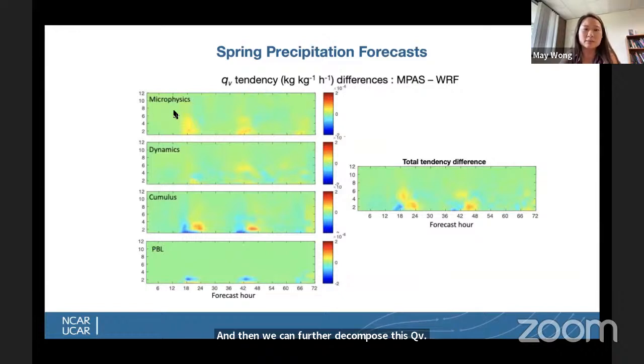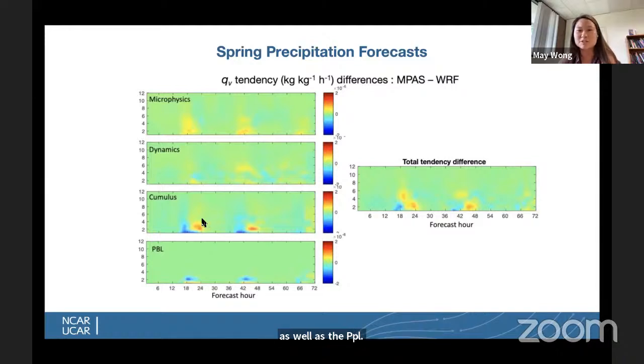And then we can further decompose this QV tendency into its components. So we have the sources coming from the microphysics, the dynamics, and the cumulus and PBL schemes. And these shown here are the differences between the two models. And you can see here that if you compare the total tendency difference between the two models, most of the differences can be attributed to the cumulus scheme. Of course, there are interactions with the microphysics as well as the PBL. So that led us to focus more on the cumulus scheme.